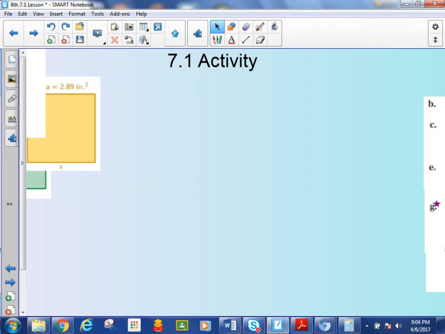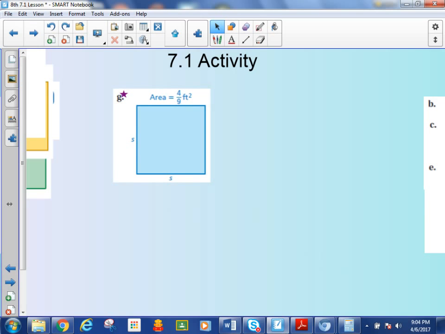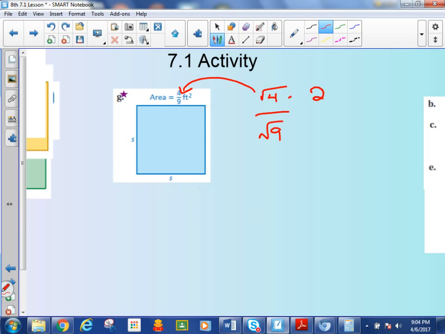All right, let's try one more. Letter G, I believe, has a fraction. So here, when we're working fractions, really the way that we kind of want to look at this would be square root of 4 over the square root of 9. So what number times itself equals 4? Well, that would be 2. What number times itself would equal 9? That would be 3. So the square root of 4/9 is going to be 2/3. And our label would be feet.